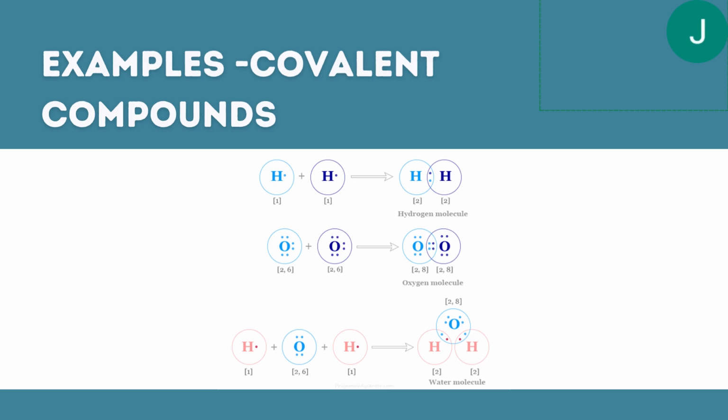Water, or H2O, on the other hand, is a covalent compound made up of 2 hydrogen atoms and 1 oxygen atom. In the water molecule, each hydrogen atom shares a pair of electrons with the oxygen atom to form a stable covalent bond. Covalent bonds have unique properties such as low melting and boiling points and can exist as solids, liquids, or gases at room temperature, depending on the strength of the bonds between the atoms.